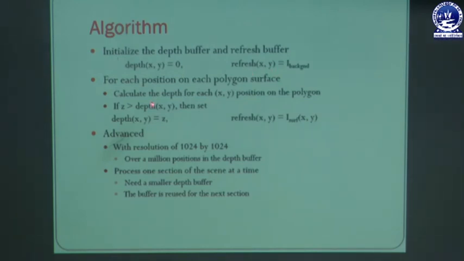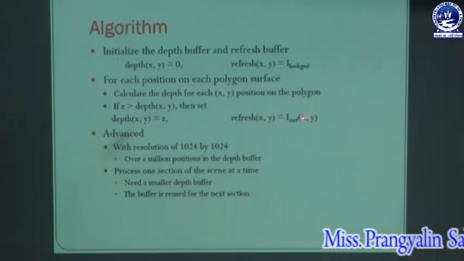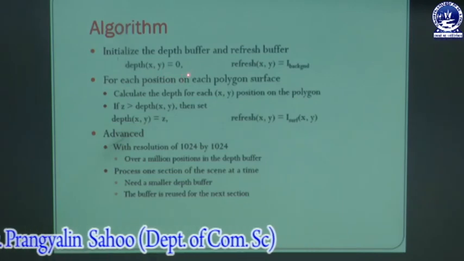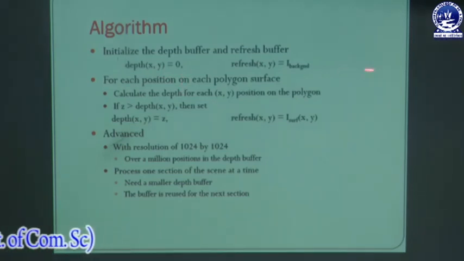Then, for each position on each polygon surface, calculate the depth for each XY position on the polygon. That means we initialize the depth value of the first pixel position, that's 0, then we have to calculate all the pixel positions which are visible on the polygons.